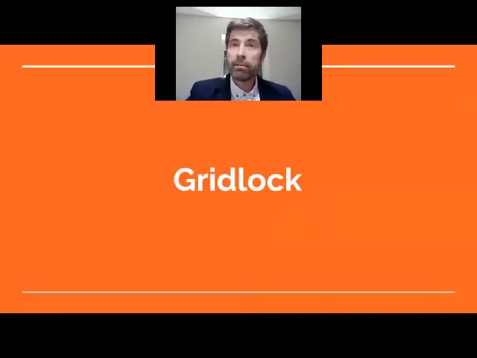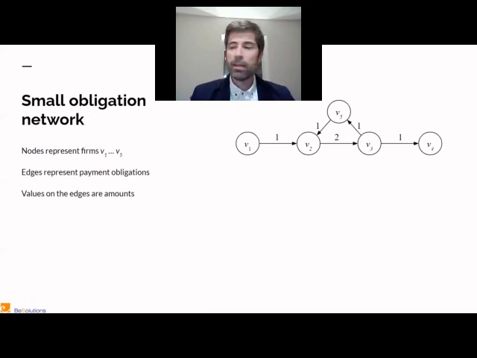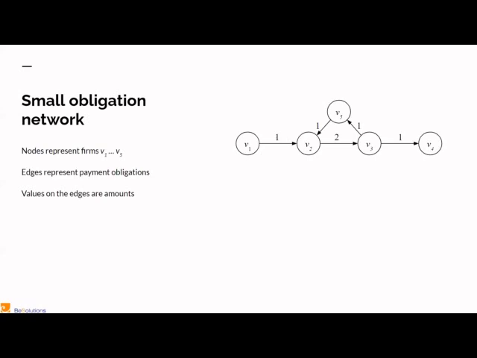The main systemic reason for all this happening is something called gridlock. And I will go slowly with you so that you can all understand what gridlock is. Here, to explain it, we have a small obligations network. Nodes represent firms, and edges represent obligations. This can be payment obligations, to pay an invoice, taxes, it doesn't really matter. And the numbers on the edges are the values.